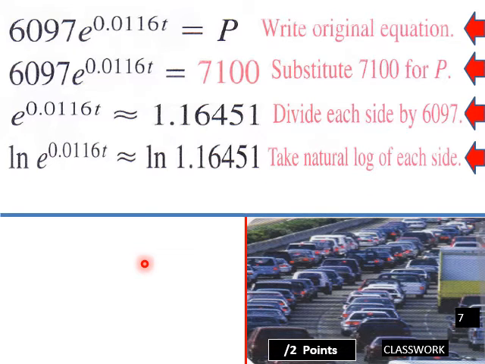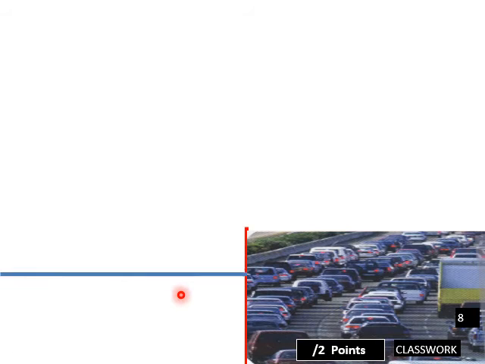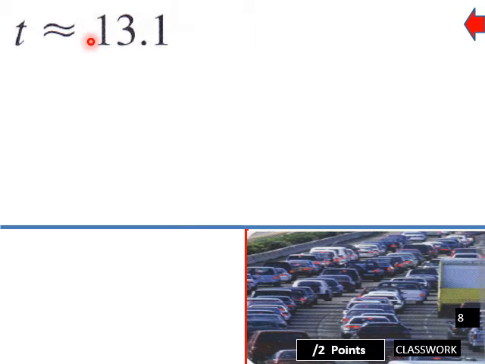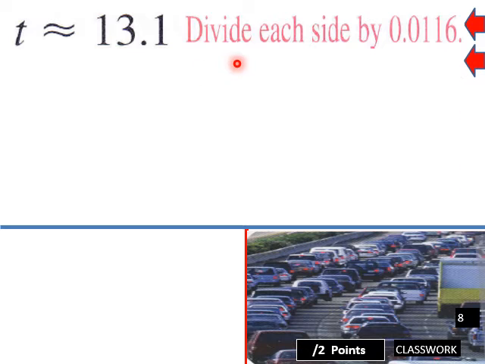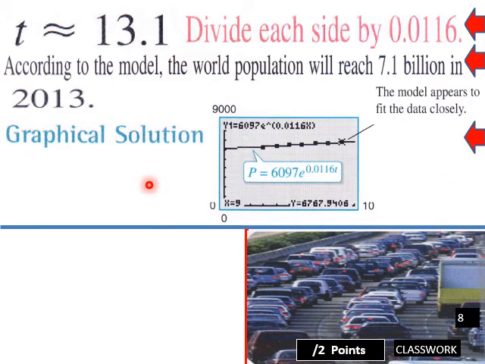Now we're going to take a natural log of each side, and when we do that, this becomes 0.0116t equals 0.15230. Inverse property here, taking natural logs of this, and then we took the natural log of that there. So t equals 13.1. So when we do that division, it would be 2013 when it would reach 7.1 billion.